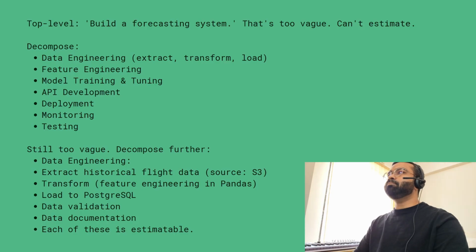Top level, building a forecast system. That's too vague, you can't estimate it. Decompose it into blocks as follows: data engineering, feature engineering, model training and tuning, API development, deployment, monitoring, testing. But this is still too vague. So we decompose it further. Data engineering: extract historical flight data, transform, feature engineering in pandas, load to PostgreSQL, data validation, data documentation. Each of these is estimable.